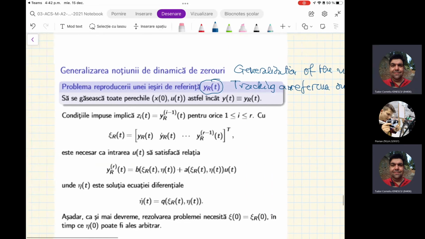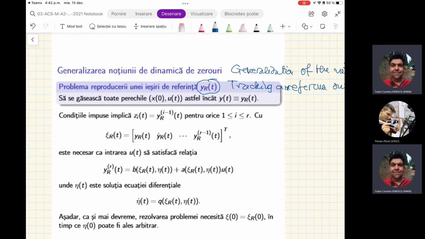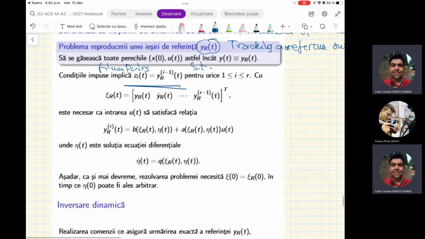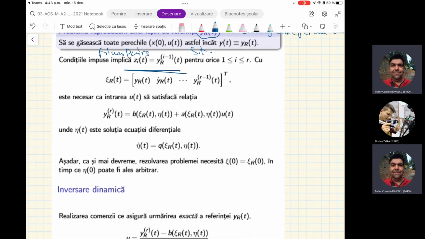Okay, so you impose an output and you want to track this. So you want to find all the pairs x naught and u such that y is yr, such that yi is yr. So you impose these conditions, and then the conditions imply that the ith derivative of yr is zi. And you take this coordinate psi r, and it's necessary that the input u satisfies this relation.